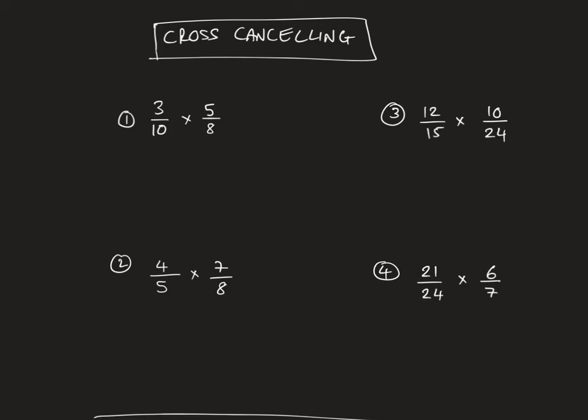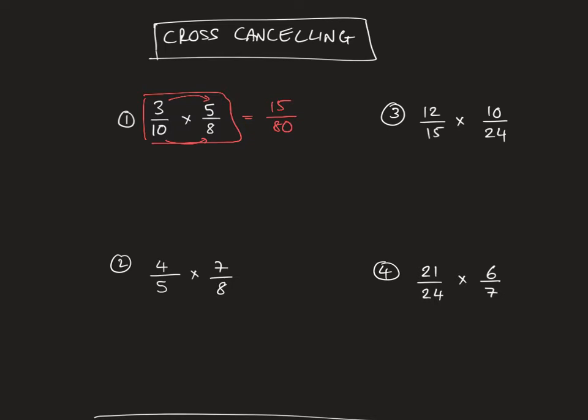Say, for example, we take this fraction here, 3/10 times 5/8. Hopefully you'll remember that when multiplying fractions, you just do the top with the top and the bottom with the bottom. What we'll get there is 15, so 3 times 5 is 15, and 10 times 8 is 80, and then we have to find a way of cancelling that down. Well, let's have a look at this.